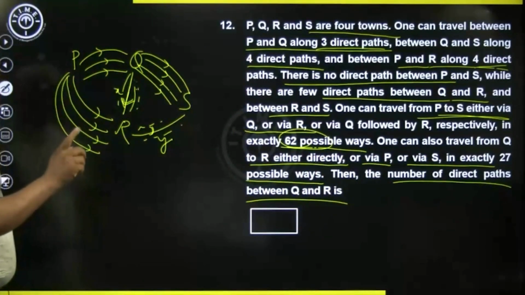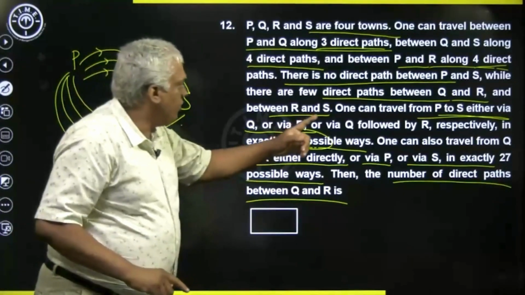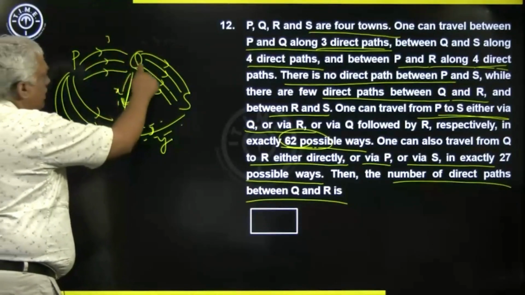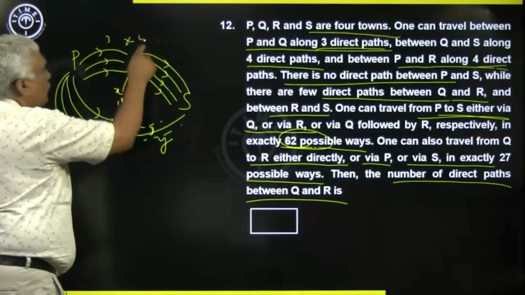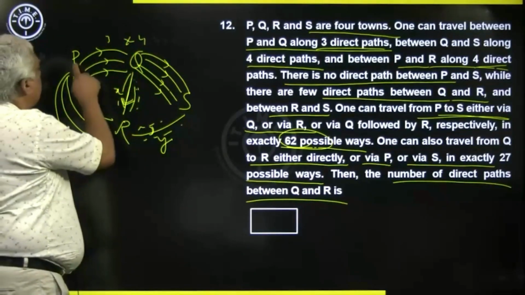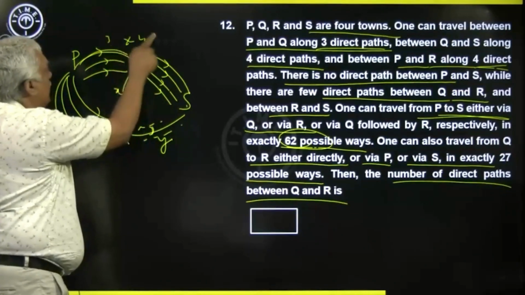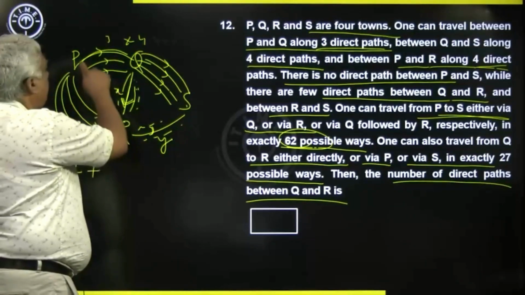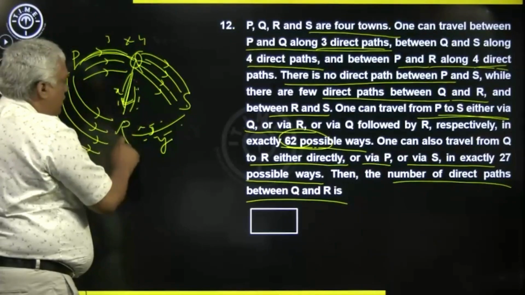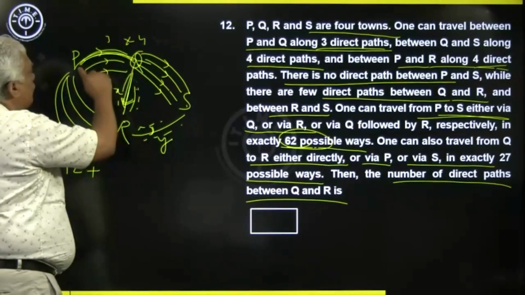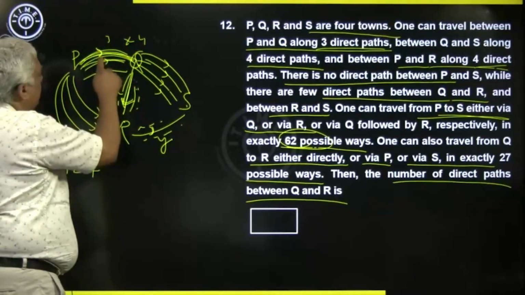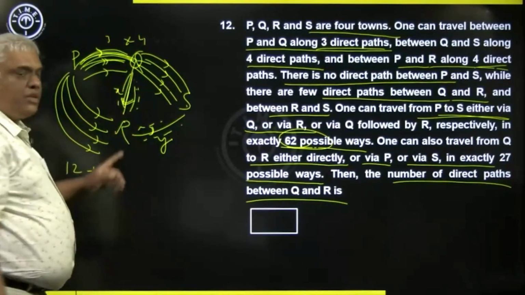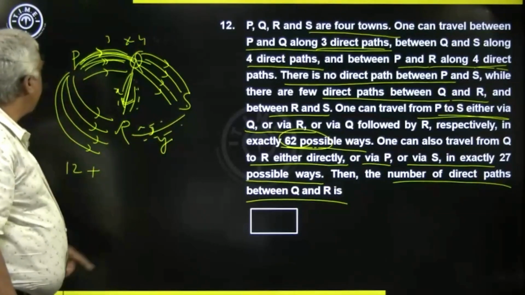Let us see how many ways we can go from P to S. We can travel via Q: P to Q 3 ways and Q to S 4 ways, so 3 into 4, 12 ways. Plus we can also go from P to Q, then Q to R and then R to S. P to Q there are 3 ways, Q to R x ways, and R to S y ways.